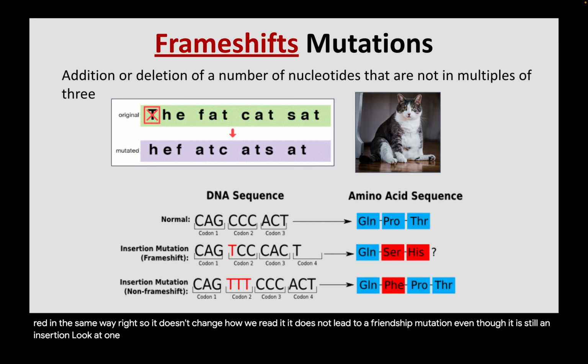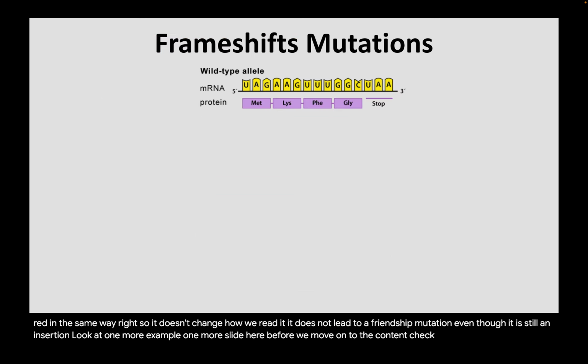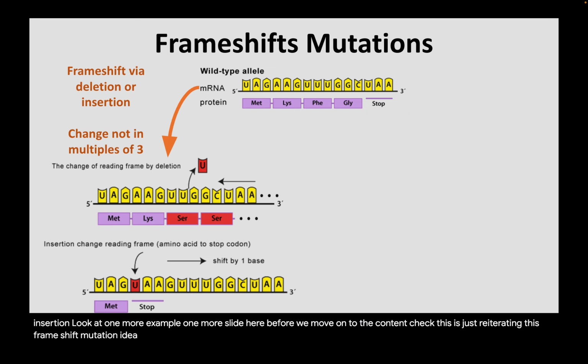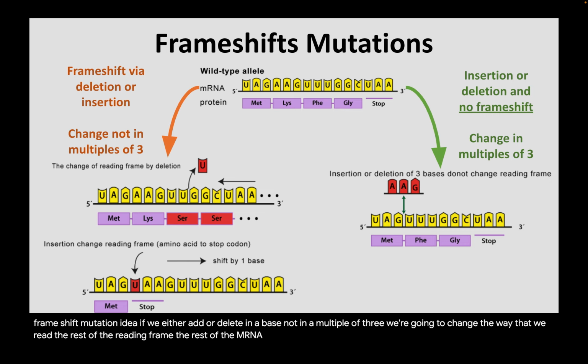We're going to look at one more slide here before we move on to the content check. This is just reiterating this frame shift mutation idea. If we either add or delete a base not in a multiple of 3, we're going to change the way that we read the rest of the reading frame, the rest of the mRNA. But if this happens in a multiple of 3, we either add 3 in or take 3 out. We're either going to add in an amino acid or take out a full amino acid, but the rest of the mRNA will be read as it normally would be.